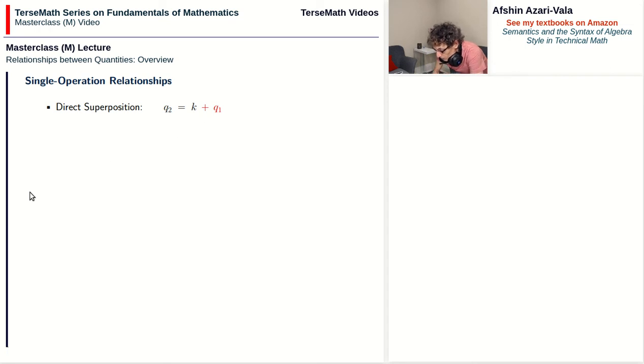The next simplest kind of relationship that we see is called inverse superposition. These are the kinds of equations where Q2 is equal to a constant minus Q1. The third most complex kind of relationship that we see, or my apologies, I guess the third simplest kind of relationship that we see is direct proportion. And here Q2 is equal to K times Q1.